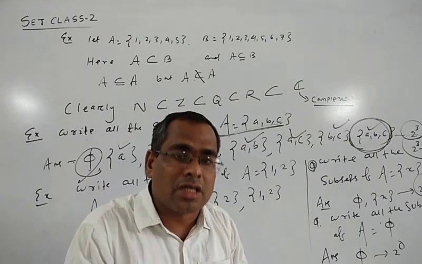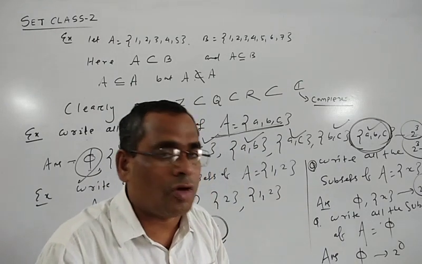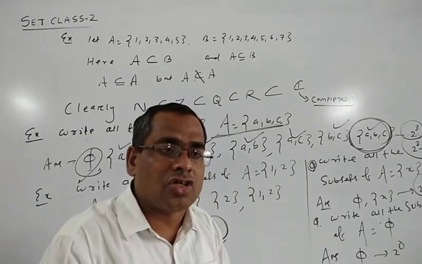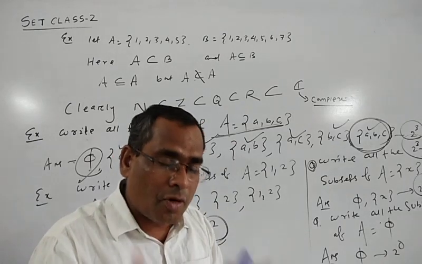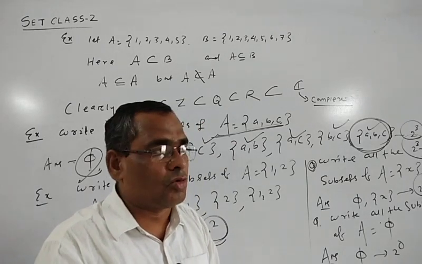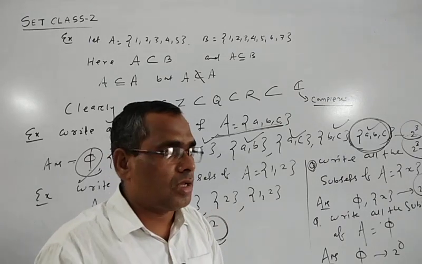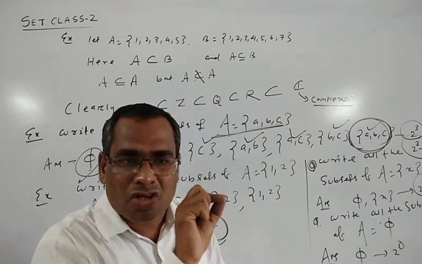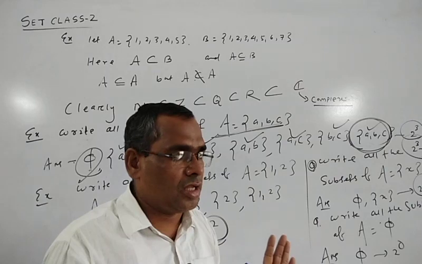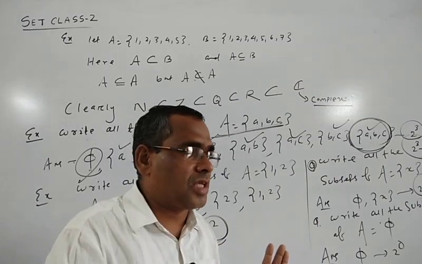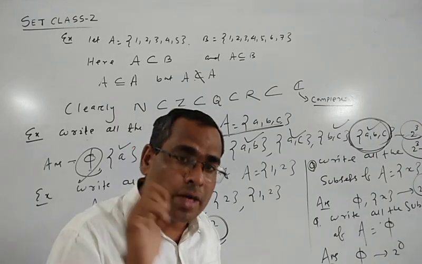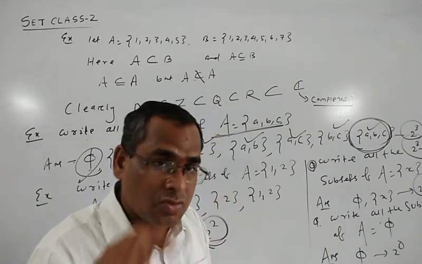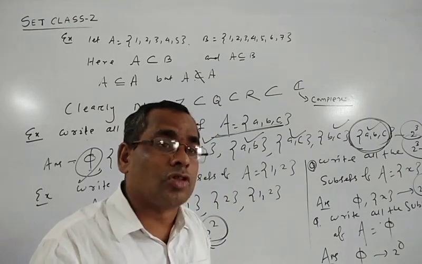Every set is never a proper subset of itself. Every set is a subset of itself. If we ask for the number of proper subsets, it will be 2 to the power n minus 1, because a set is not a proper subset of itself. So the number of proper subsets is 2 to the power n minus 1. Number of non-empty subsets, 2 to the power n minus 1. Number of subsets, 2 to the power n.